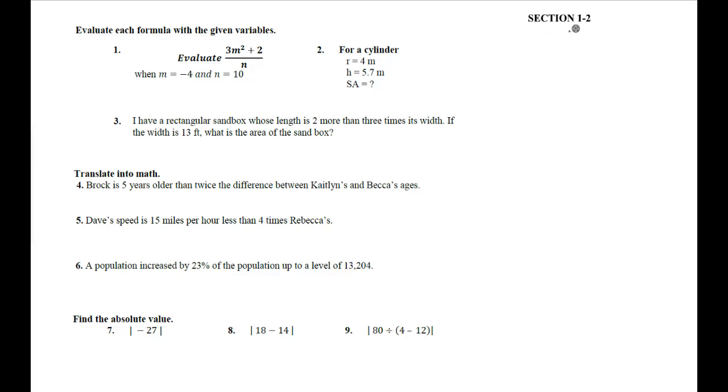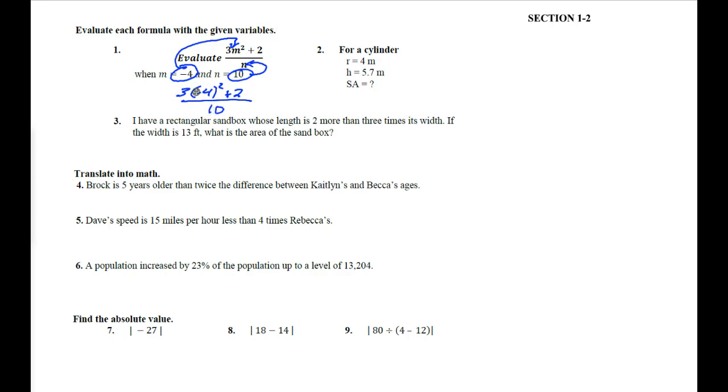Here we are in section 1-2 with the solutions to numbers 1 through 9. Number 1, evaluate (3m squared plus 2) all over n when m is -4, so we're going to take that -4 and stick it right up there, and n is 10, so stick it right in there. So we get (3 times -4 squared plus 2) all over 10.